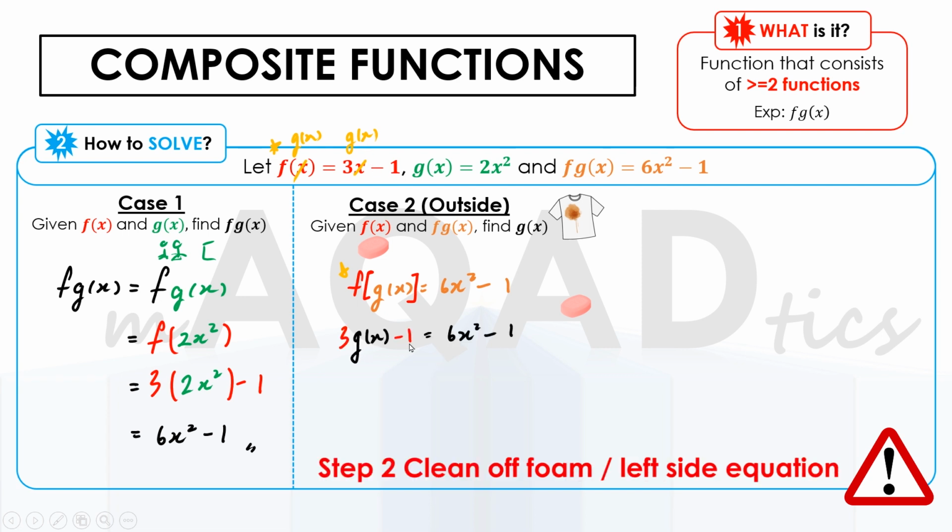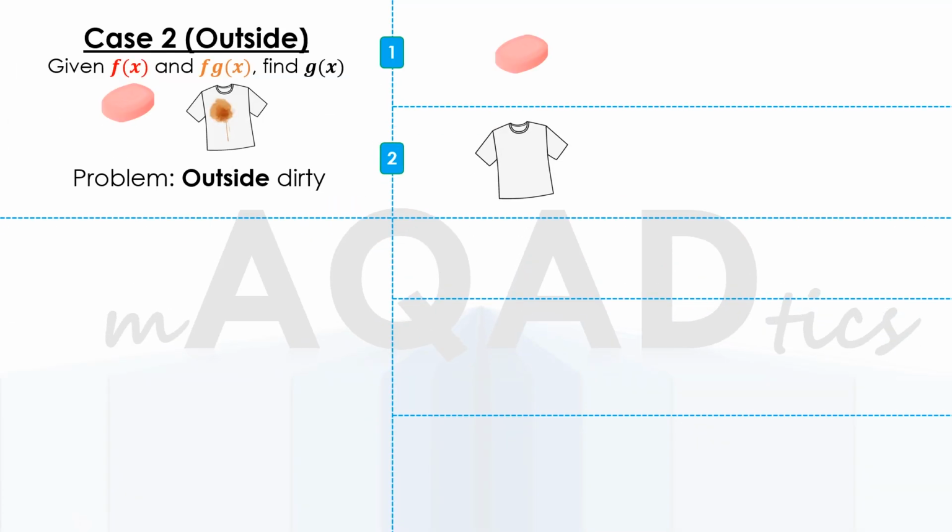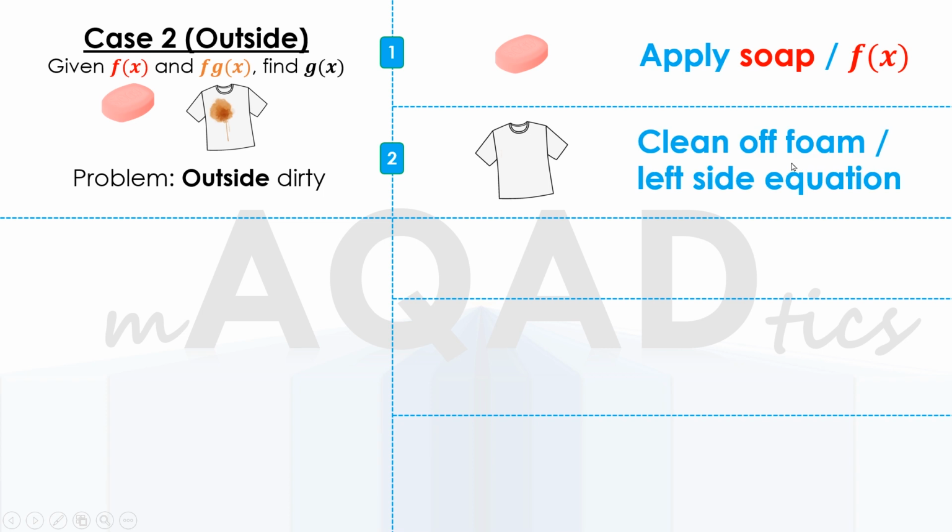For my next line, I will just write 3g(x) minus 1. Then this is my second step. I need to remove the foam, meaning I need to remove the things which are not necessary on the left side, this is the 3 and minus 1. So I move everything to the right, then I get my clean shirt, or my g(x). In summary, we need to apply the soap, or f(x), inside the fg(x), or the dirty shirt. Then later on, we need to clean off the foam, meaning we need to clean the left side of the equation to find the function that we want.